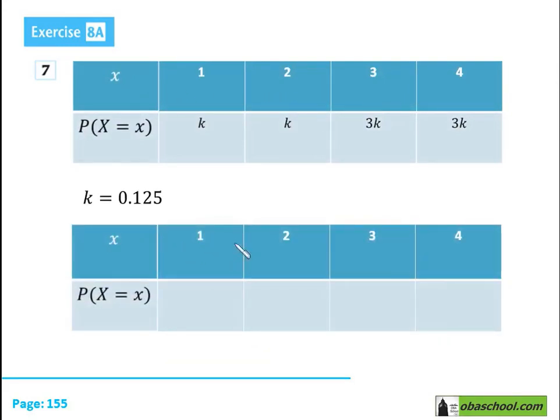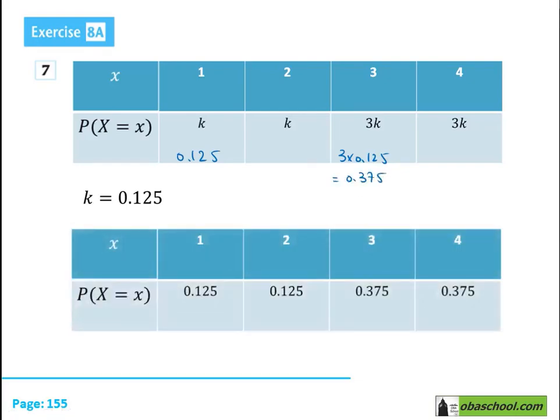Now for part B, we will use k in order to draw the probability distribution. We have the below table and we need to substitute the k. Okay, so k is 0.125. That means when we have k only, the answer is 0.125 as it is. However, when we have 3k, that means 3 times 0.125, which is 0.375. This is how the table will look like. In order to be sure of the solution, we will add all the probabilities and the sum will be equal to 1.